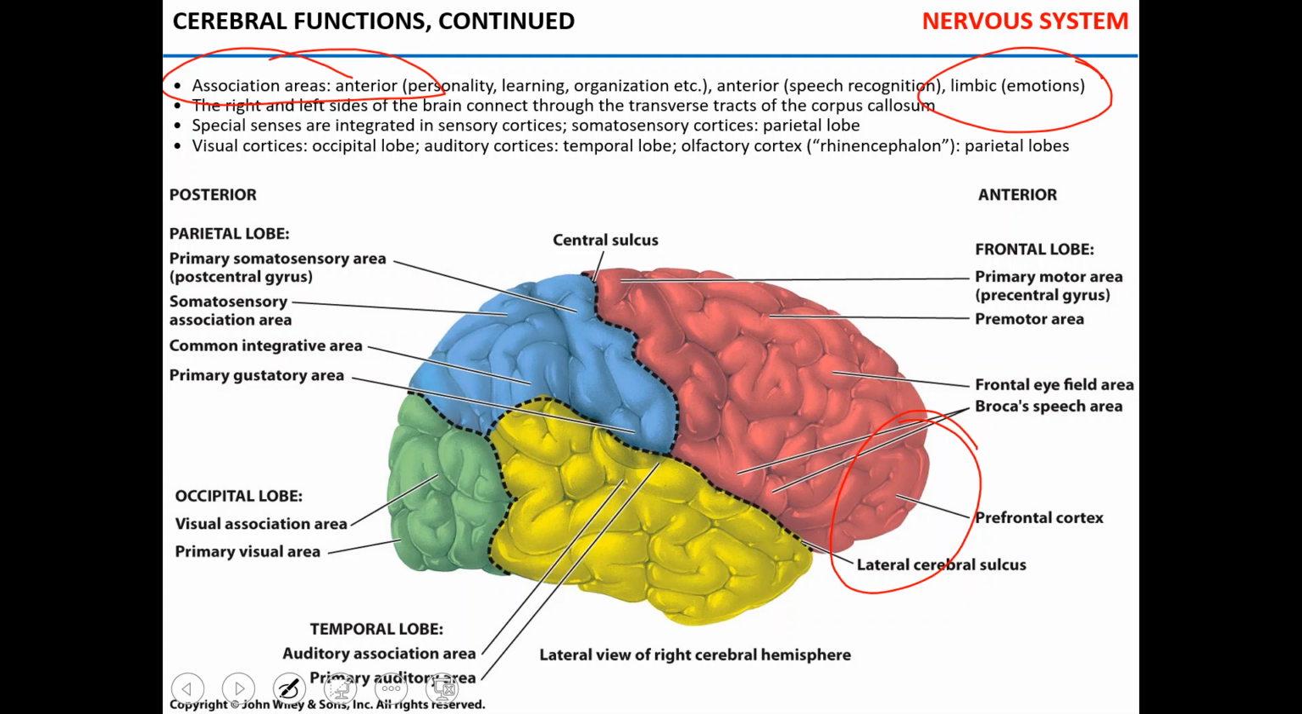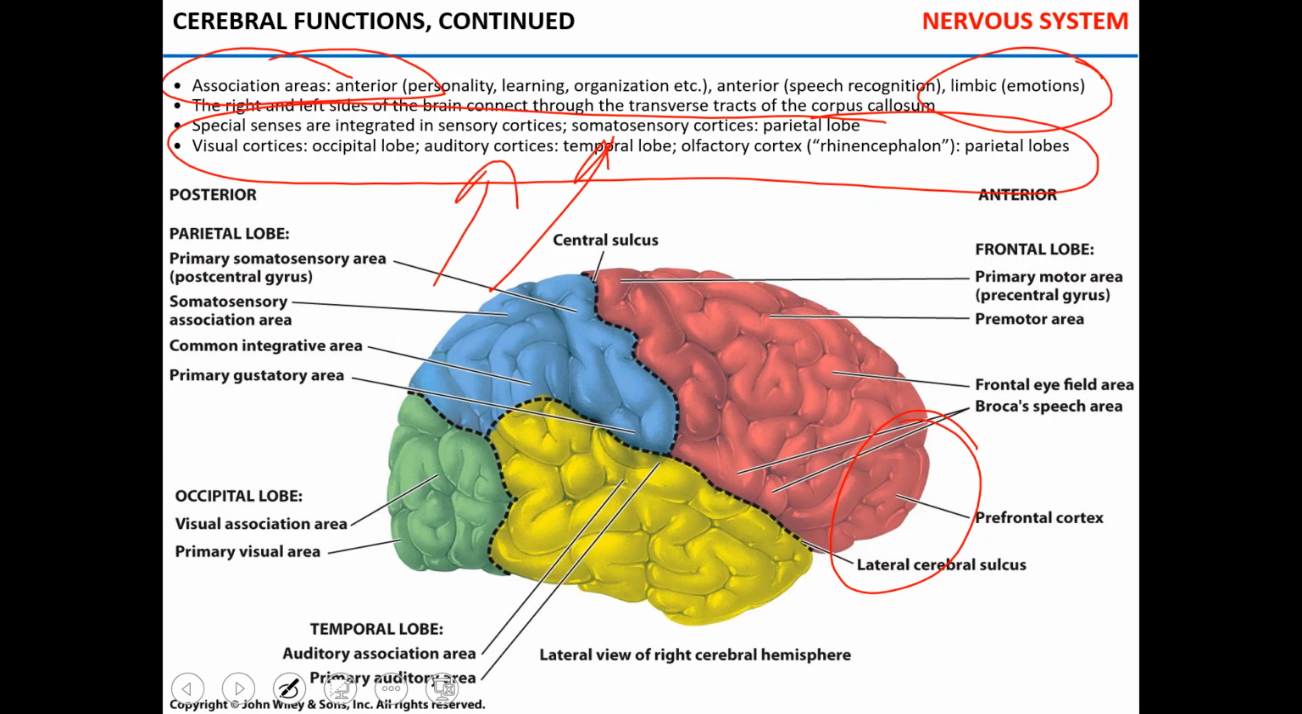Okay. And finally, the third type, the sensory cortices, are responsible for conscious interpretation of your sensations. Somatic cortices or somatosensory cortices are responsible for body sensations like pain, temperature, vibration, or touch. Visual cortices are responsible for, well, vision. Auditory cortices are responsible for sound interpretation. Olfactory cortices are responsible for smell, and gustatory cortices are responsible for taste.